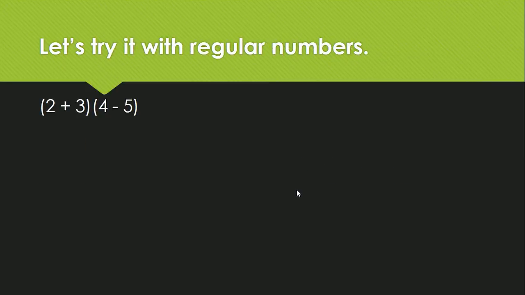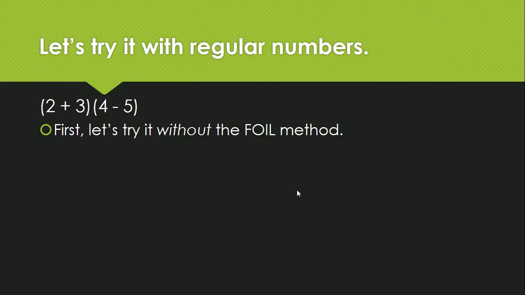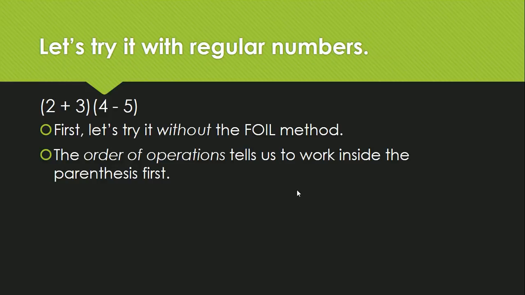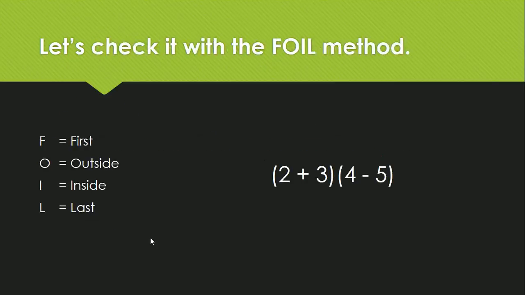We're going to try it with regular numbers, but first we're going to try it without the FOIL method, which in this case is going to make a lot more sense. We use the FOIL method when we have to. If we just have regular old numbers, it's easier to just follow the order of operations, which tells us to work with the terms inside the parentheses first. So we have the 2 plus the 3 and the 4 minus the 5. When we add the 2 and the 3, we get 5. 4 minus 5 is negative 1. The negative times the positive loses, the negative wins. We have negative 5. Let's make sure we get negative 5 again when we do the FOIL method.